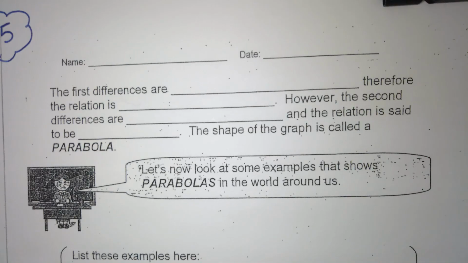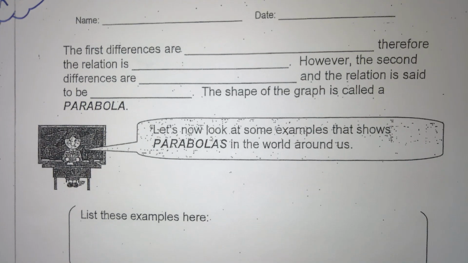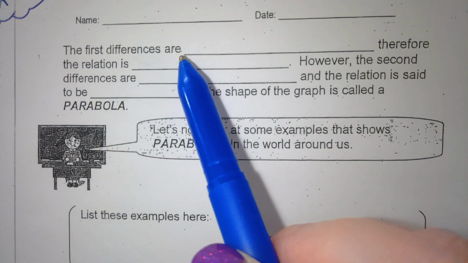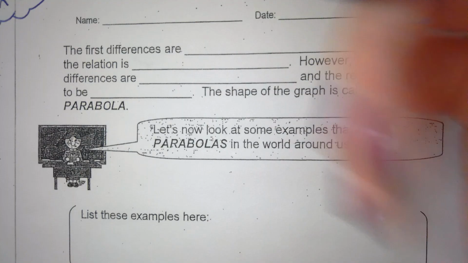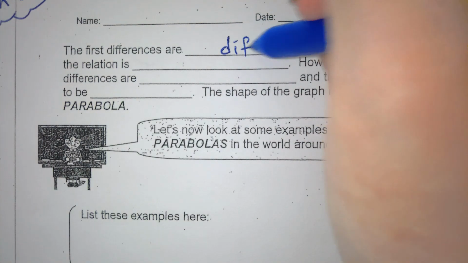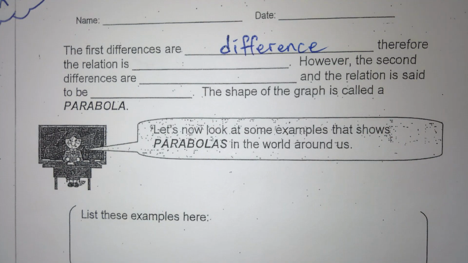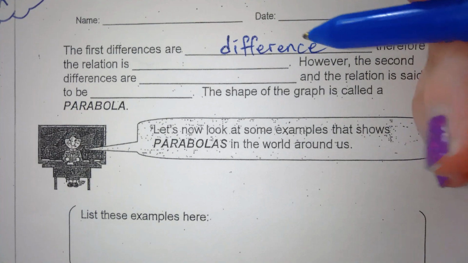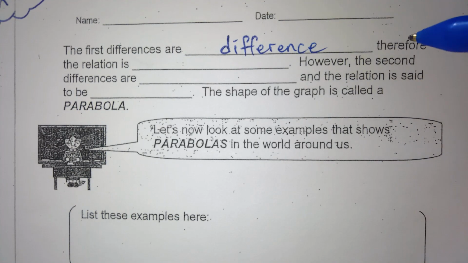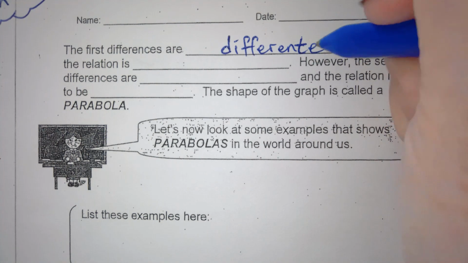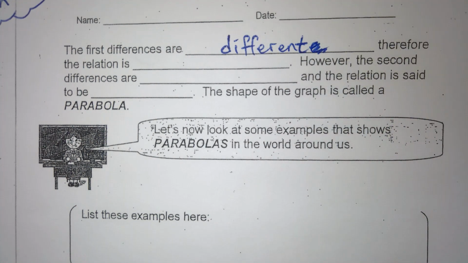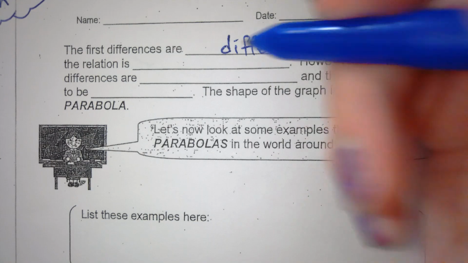And then here, let's make our conclusion. Gavin, can you help me fill in the blank? So the first differences are not equal, or different. Therefore, the relationship is, okay, Sydney? Since the first differences are different, therefore the relationship is nonlinear.